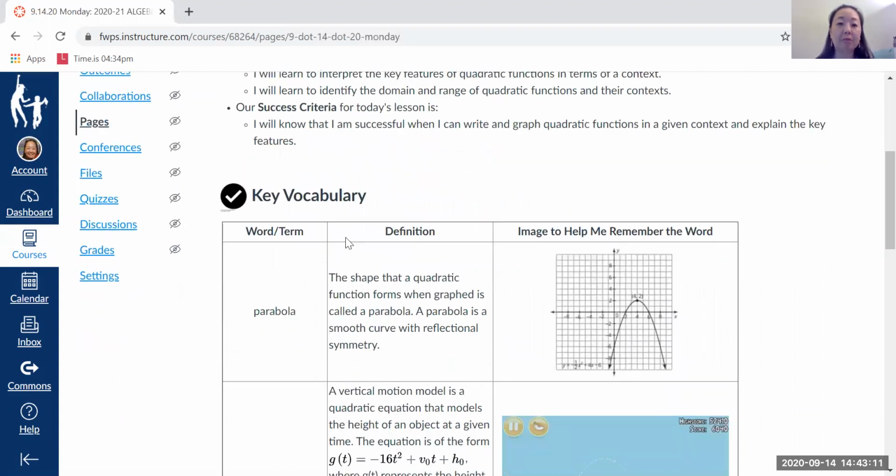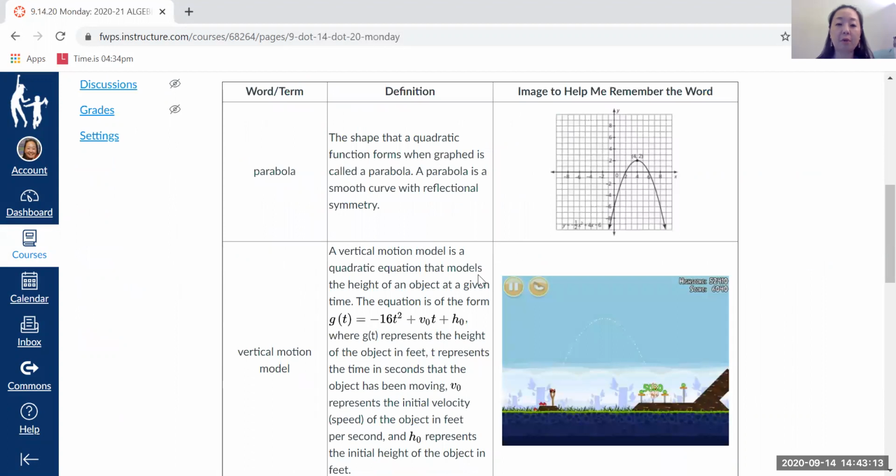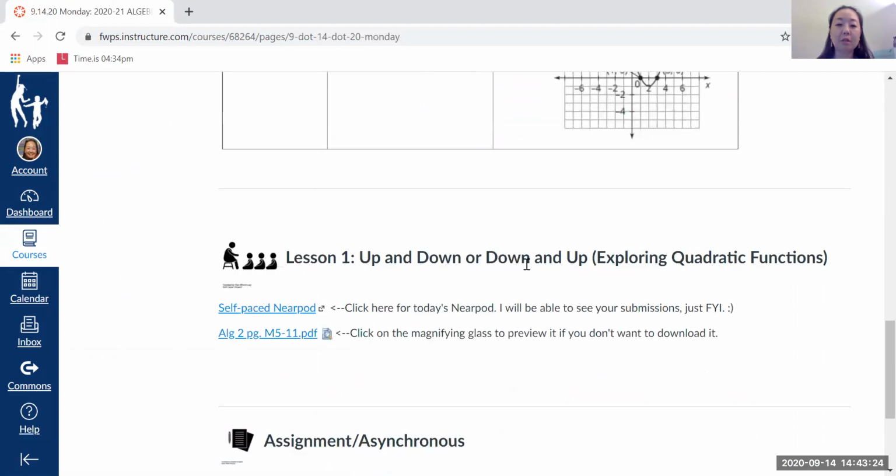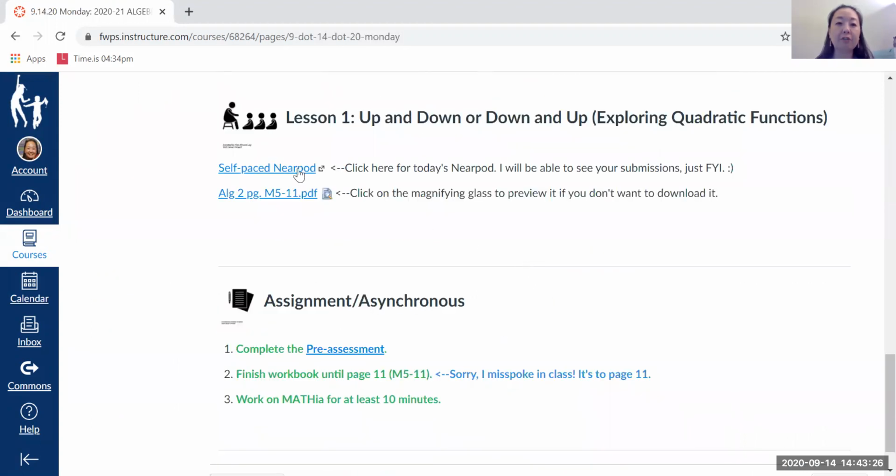All right, and as I said before, here are the vocabulary. I'm only going to do this once, maybe for those of you who are watching this video. Here's Angry Birds, because it's Angry Birds in vertical motion, right? And then roots. And here we go. So for the self-paced Nearpod, that's here. So the Nearpod that we did today. For those of you who do not have a book, you have not logged into Mathia yet, although it's in your Mathia. The book is in there, the ebook. And so right here, this is going to be where that work is that we did not finish.